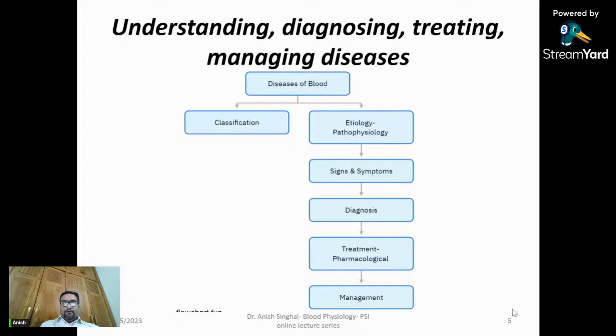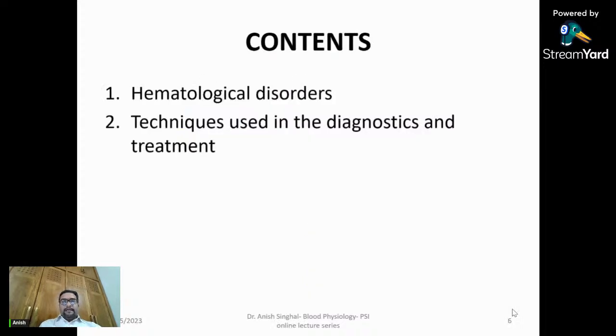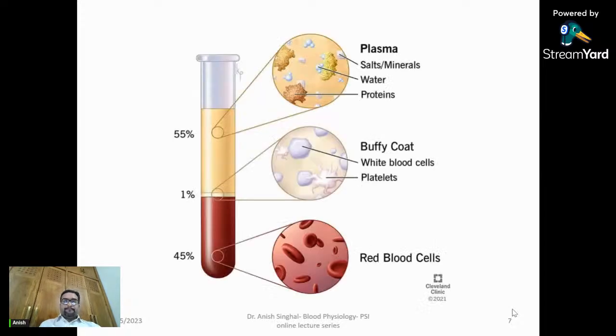So each component can have its own set of diseases. So how we understand the clinical implications of blood is by first categorizing, classifying the disorders. Then in each disorder category or that particular disease, we should know what caused it, how it is manifesting, how to diagnose, how to treat, and per se overall management. So the content of my lecture would be some diseases and some techniques. Okay.